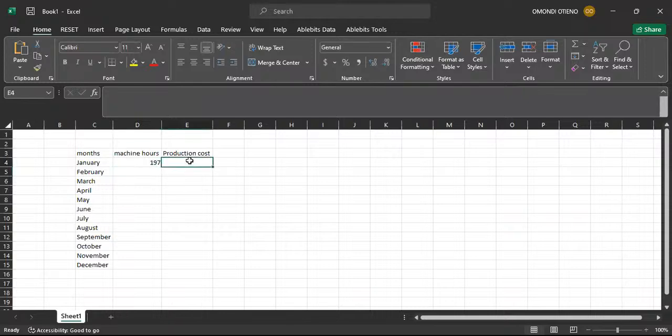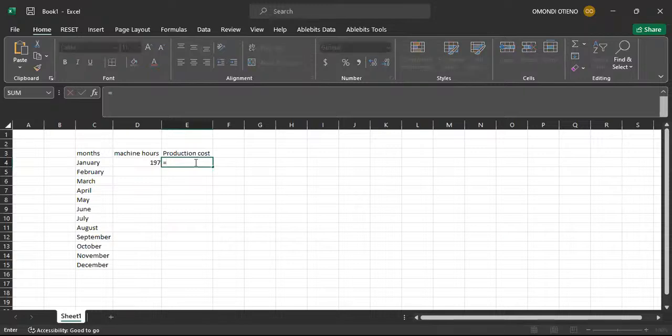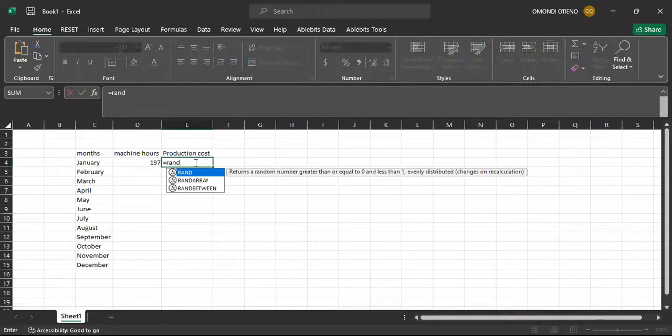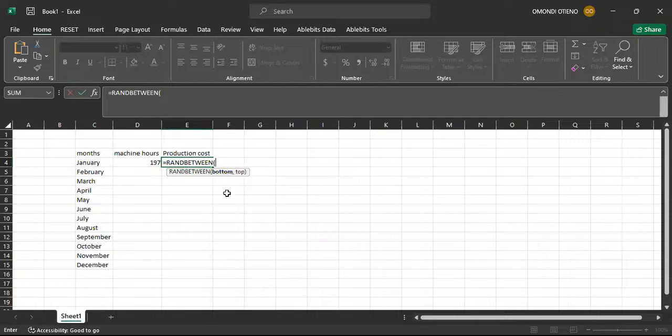When we come to the production costs, we are going to use the same formula, but now with a different range. That is equal to RANDBETWEEN, click your tab button, the bottom, the lowest number, let's have 1,850, and the highest or top, let's have 5,235. This is what we are having.